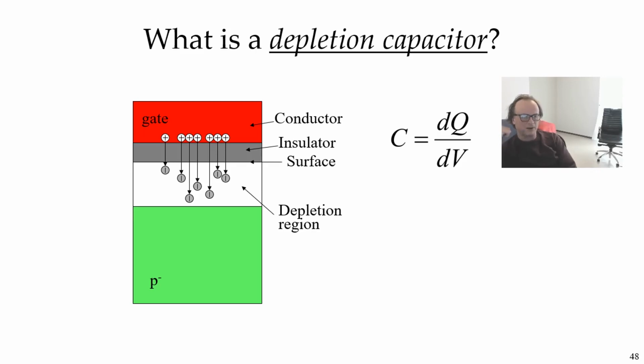So now let's talk more specifically about a depletion capacitor, because that's important to understand how the gate voltage controls the surface potential. So what is a depletion capacitor? Again, you have the gate here, which is a conductor. You have the gate oxide, which is silicon dioxide insulator. You have the surface, where all the action happens. You have the depletion region with the fixed negative ions. And now the definition of capacitance is the change in charge caused by a certain voltage. A big capacitance means you've got a lot of charge for a small voltage, or you have to put a lot of charge to create a small voltage, or vice versa. Either way, that's a big capacitance.